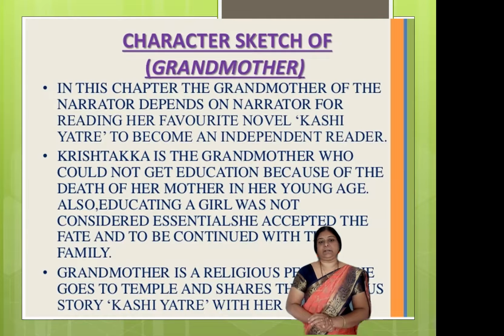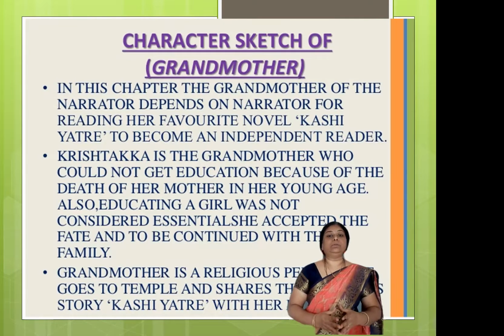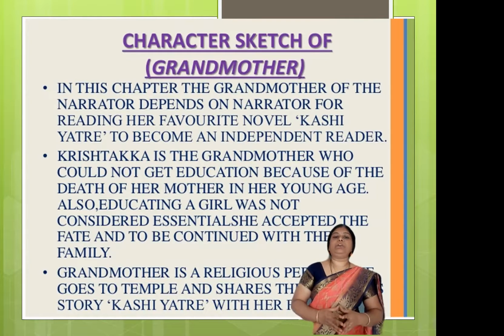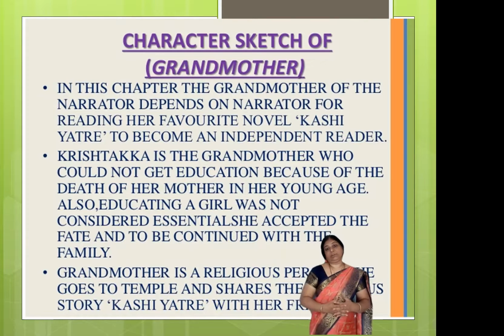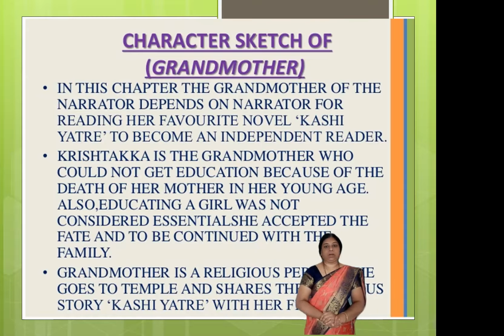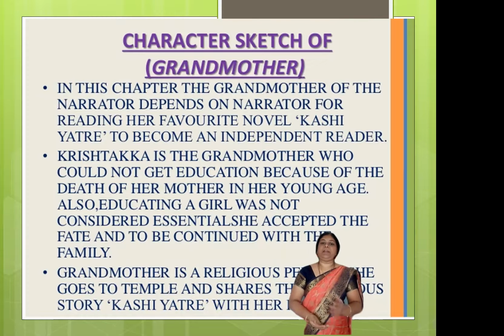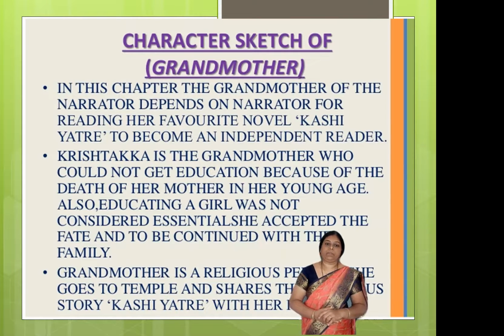Her name is Krishtakka. She's a grandmother who could not get education because of the death of her mother at a very young age. Also, at that time, educating girls was not a tradition. It was not considered an important factor. Instead, girls were given in marriage. They were married at a very early age. And so, because of this, the grandmother could not go to school and get education.